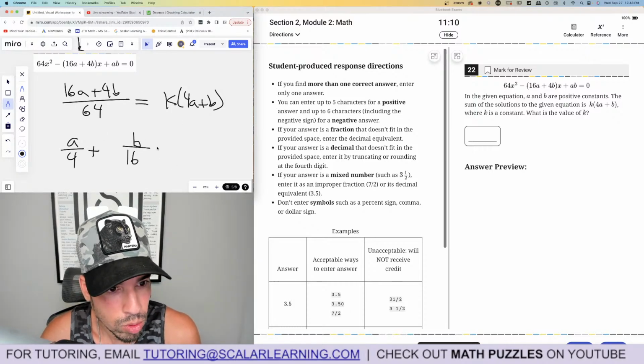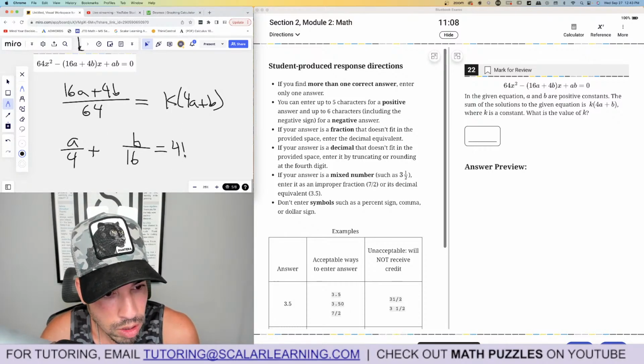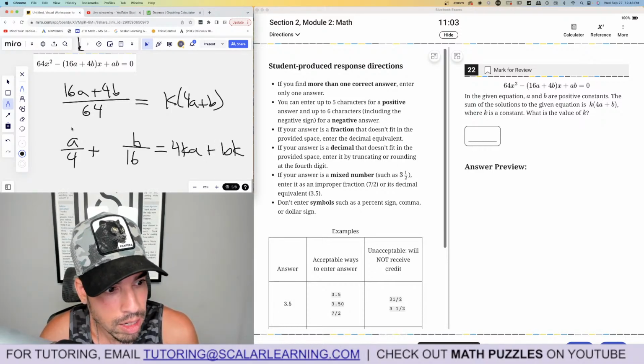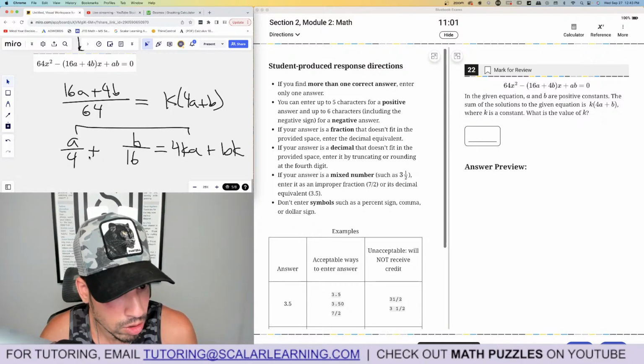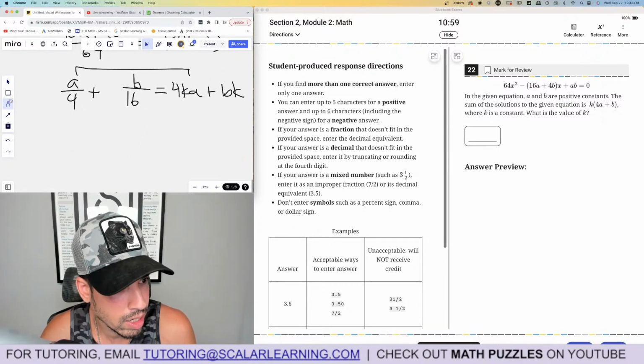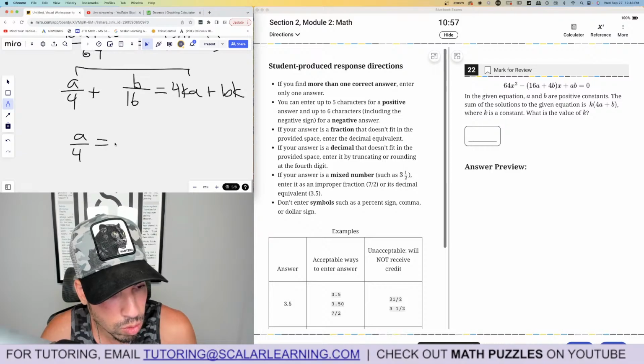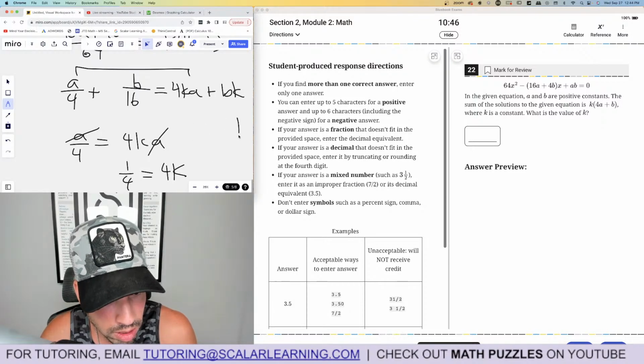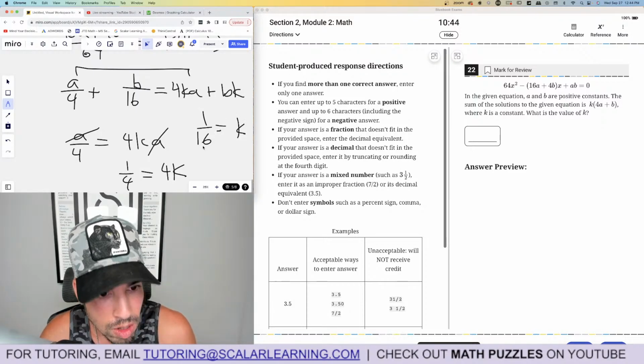And that equals this, which is 4ka plus bk. And if these two are equal to each other, let's simplify that, because you can take either one now. A over 4 equals 4ka, and we're trying to solve for k. Divide both sides by a. So I have 1/4 equals 4k. Divide both sides by 4, k equals 1 over 16.